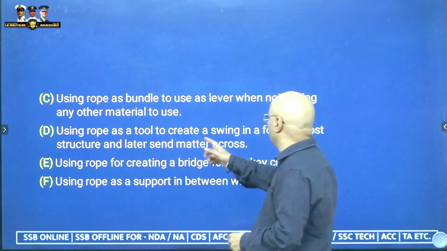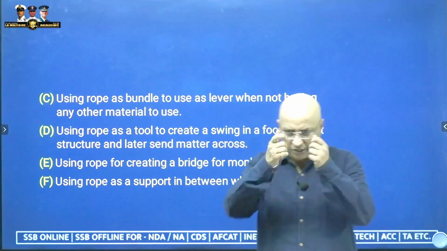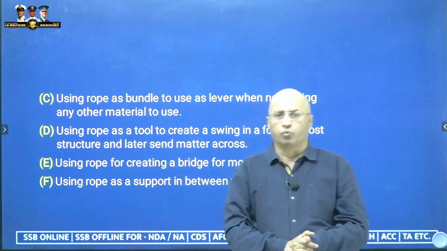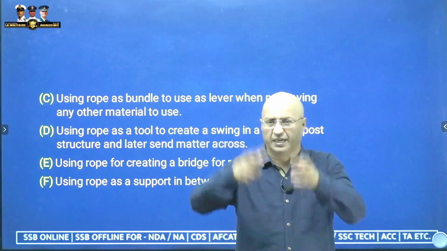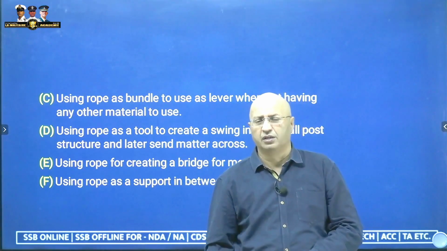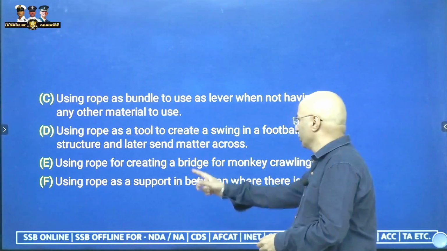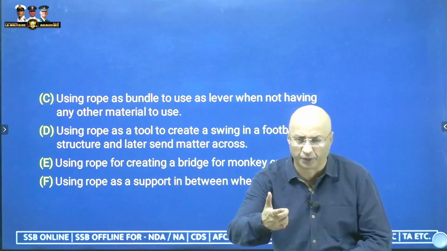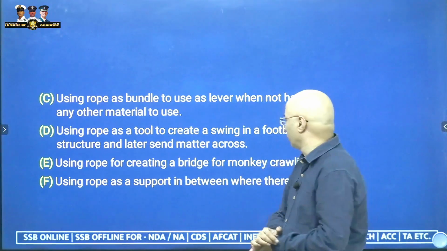Using rope as a tool to create a swing in a football post. Like a swing you have created and now you can travel from one place to the other. What is a swing? The one which we call jhula. We have tied something down below, a small pole or a plank, and thus use it as a jhula. Using rope for creating a bridge for monkey crawling. When we have tied two places, we can do monkey crawling, hang on the rope and go across.